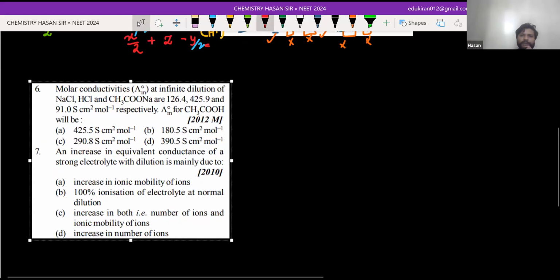This is an NCERT question which has been asked in NEET. The sixth question. Very easy.